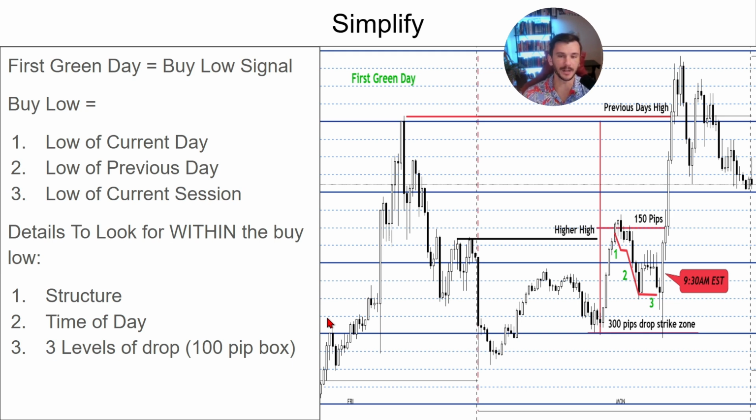And I'm only trading that 8 a.m. until 11 a.m. window. Some people trade in the afternoon. That's perfectly fine. You might find these trades in the afternoon, but I just don't personally look for them. So I'm looking for the time of day and then 3 levels of drop as well.